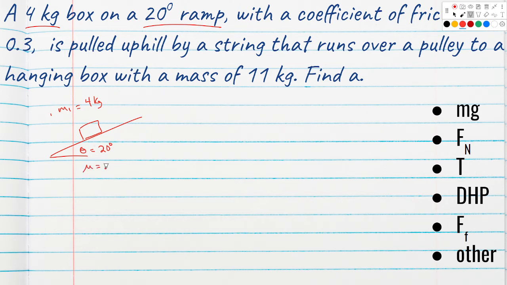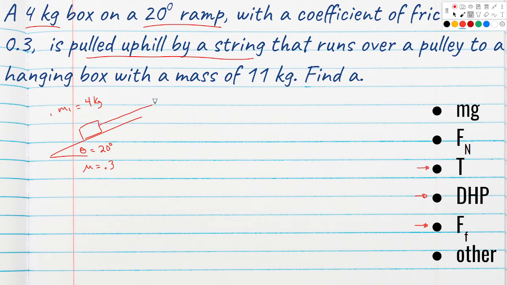Okay, so I'm already thinking, coefficient of friction, I'm going to have one of these. And I go, ooh, it's on a ramp. I'm going to have a downhill pull. And then they say it's pulled uphill by a string. Ooh, I got a tension. You see how the forces kind of start to come in there?